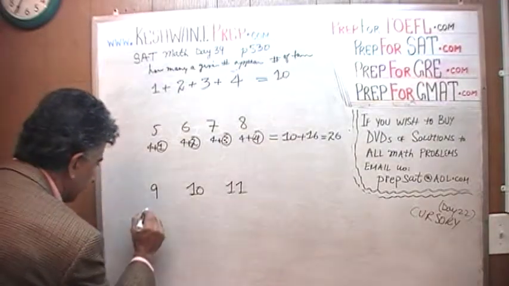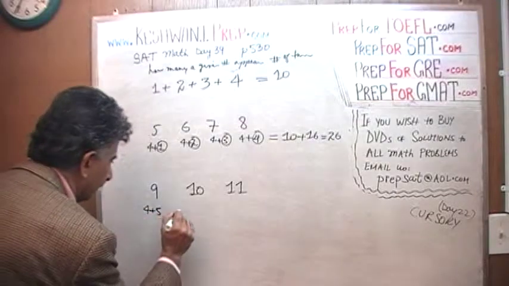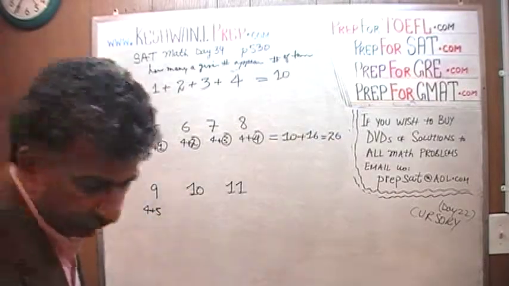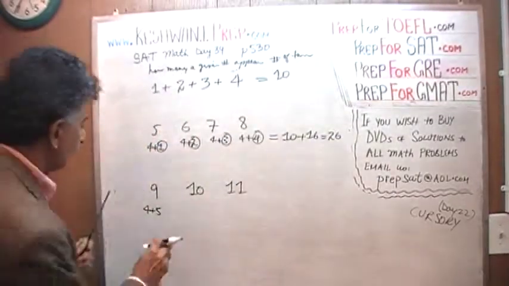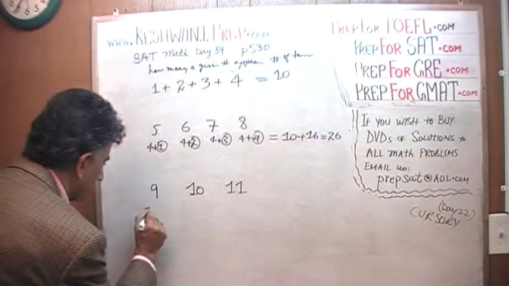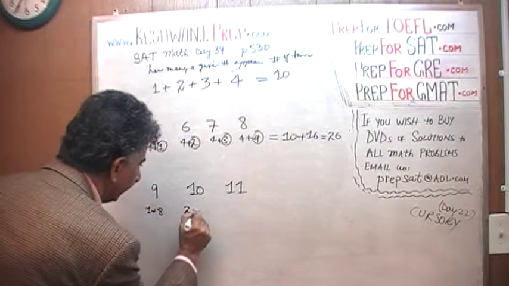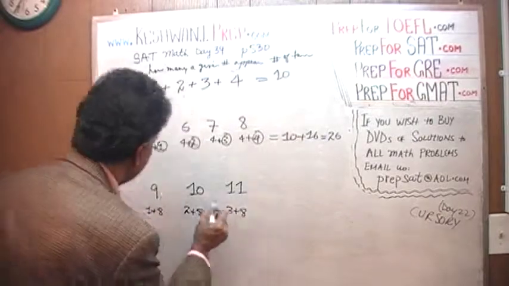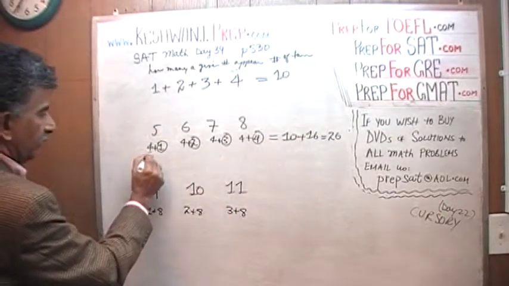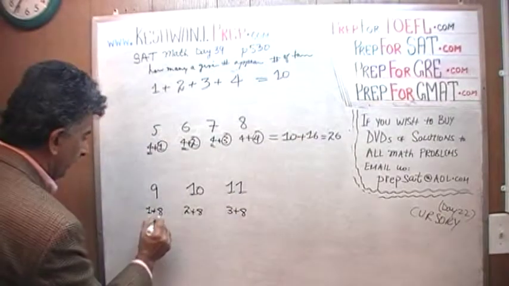Again, 9 can be written as 4 plus 5. Why am I doing 4 plus 5? We are doing the 1, 2, 3, 4 thing. It can be written as 1 plus 8. It can be written as 2 plus 8. It can be written as 3 plus 8. You see, just like we did before, except instead of adding 4 each time, here we're going to add 8 each time.